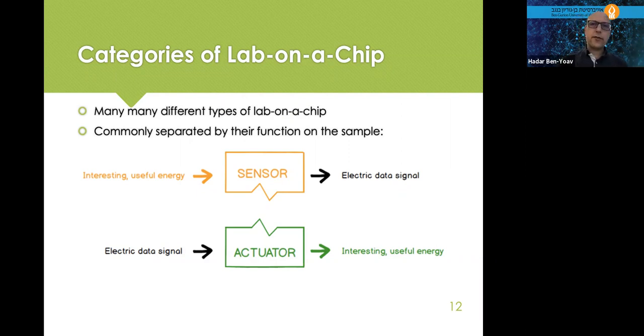For example, if you want to detect the presence of a COVID virus in the sample, it's a sensor, from the environment where the COVID is into an electrical signal. Or an actuator, such as a heart defibrillator or a stimulator, where you apply electrical signals and it translates into the heart, applying electrical stimulation.